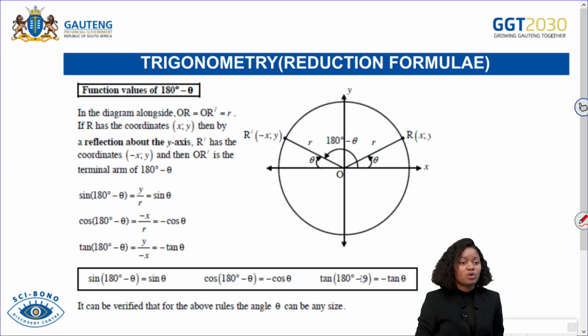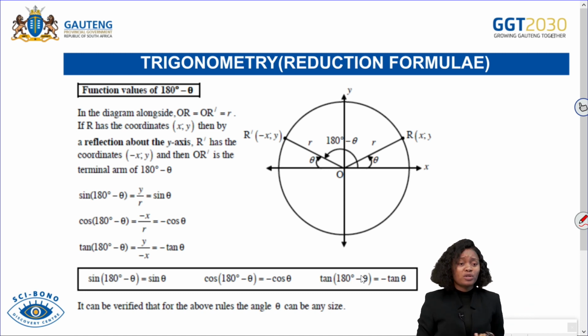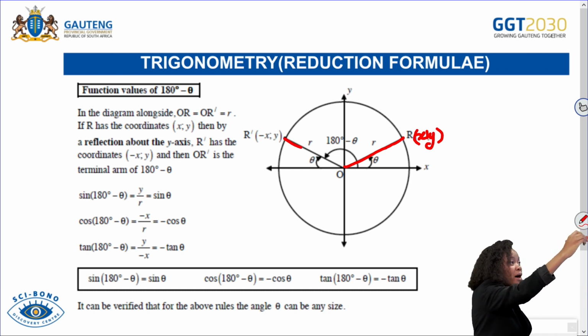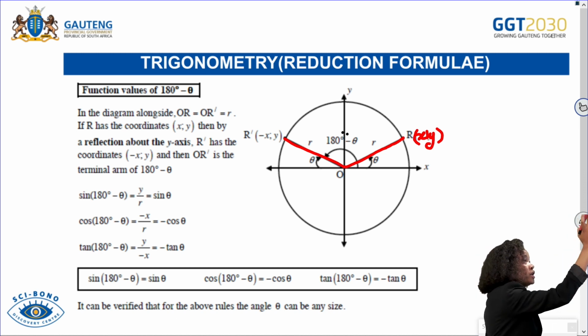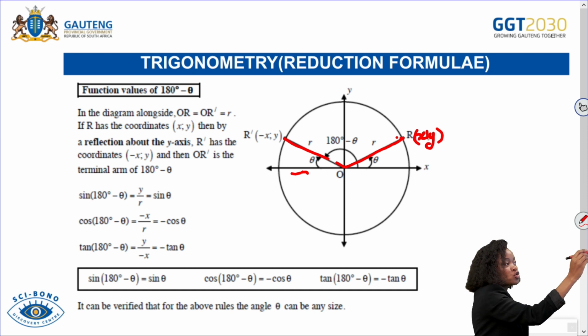Let's look at function values of 180 degrees minus theta. If you've got 180 degrees minus theta, which is in the second quadrant, what happens to your trig functions? Are they going to be positive? Are they going to be negative? In the diagram alongside, OR is equal to OR, which is reflected. You have the length OR, and your coordinates are x and y. This point is reflected about the y-axis, so the value of x, which was positive, changes to be negative.